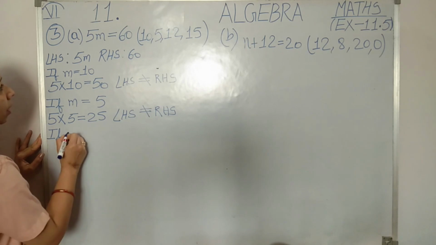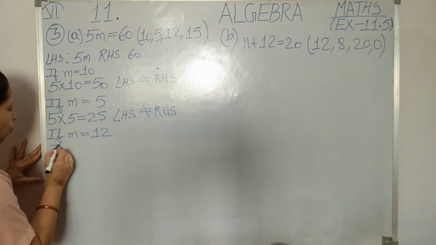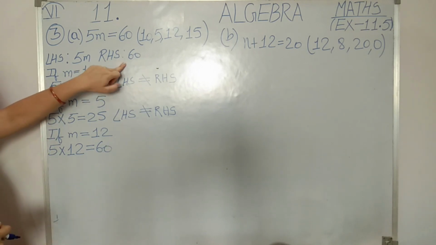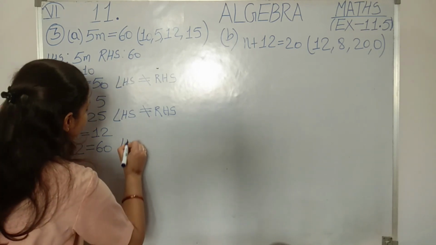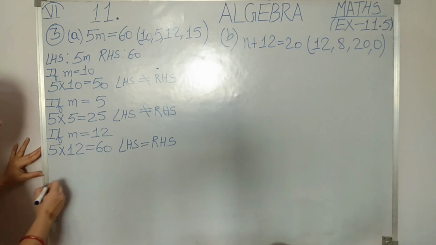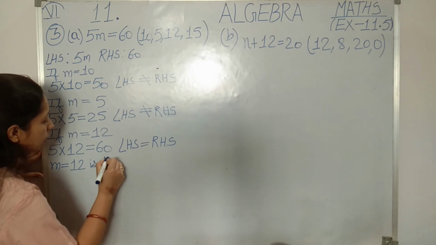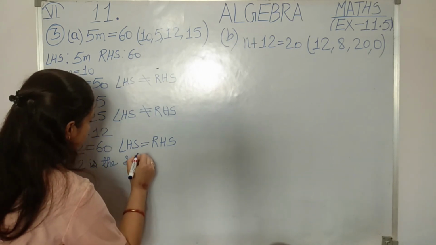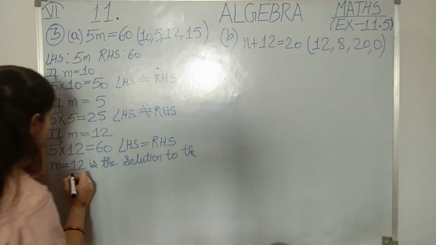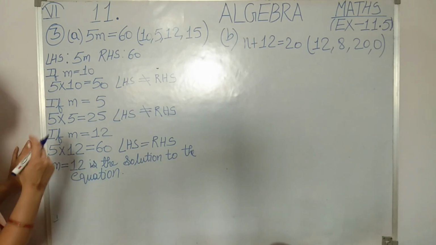Then next, if the value of m is equal to 12, students. Okay, here now the next value is 12. So 5 into 12. 5 12s are how much, students? 5 12s are 60. And what is your RHS? RHS is also 60. That means here we got the solution to the equation, because here left hand side is equal to right hand side. So here we will write m equals 12 is the solution to the equation. Okay students, so here itself we will show that yes, the third value is satisfying the equation with m equal to 12.